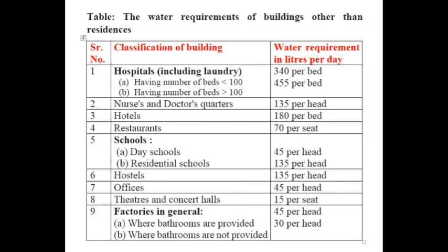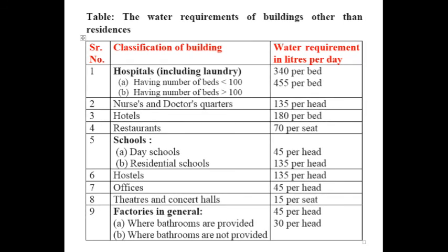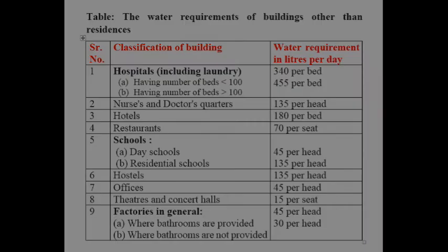The following table shows water requirements of buildings other than residences. Table shows classification of building and water requirement in liter per day. Buildings such as hospitals, nurse and doctor's quarter, hotels, restaurant, schools, hostels, offices, theaters, and factories in general are given, and their water requirement in liter per day are given.